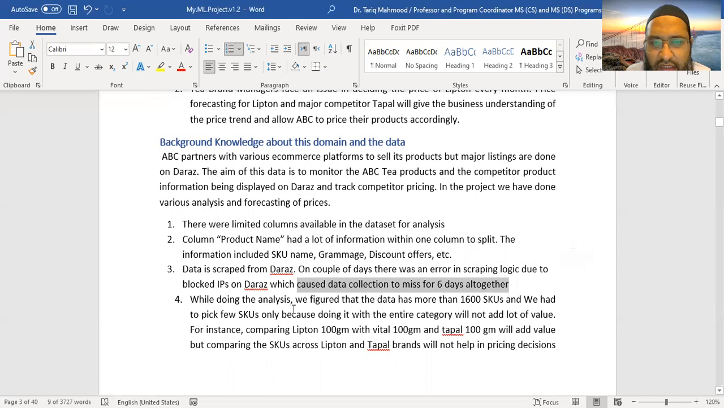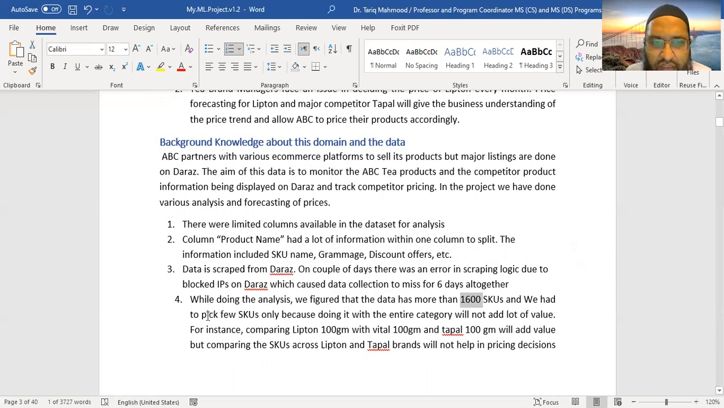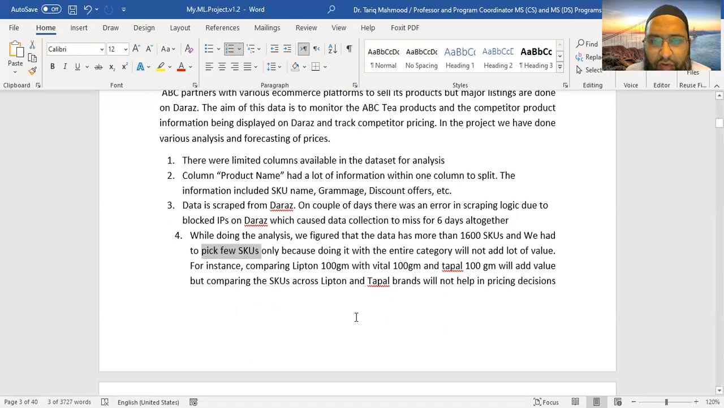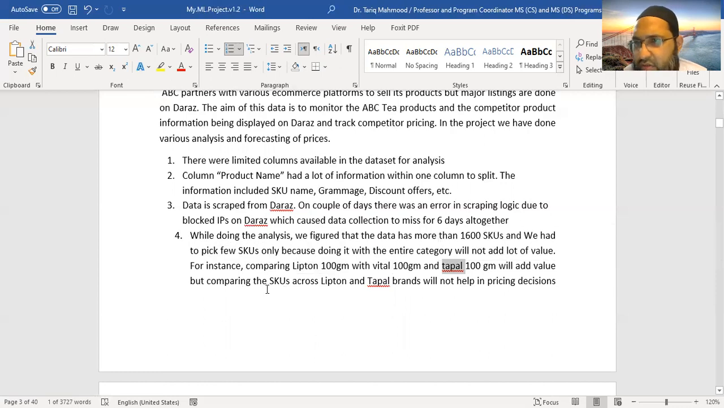While doing the analysis, we saw that there are around 1600 SKUs, and obviously we can't analyze each SKU and make a forecast for it. So we had to select just a few SKUs, the more prominent and significant ones. For example, I can select the 100 gram SKU, compare Lipton 100 gram with Vital 100 gram, Tapal 100 gram and Kohinoor 100 gram, and then analyze what's happening to these prices.